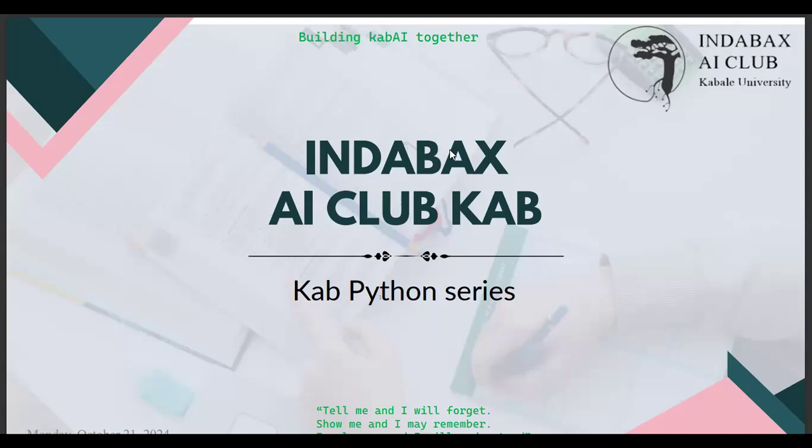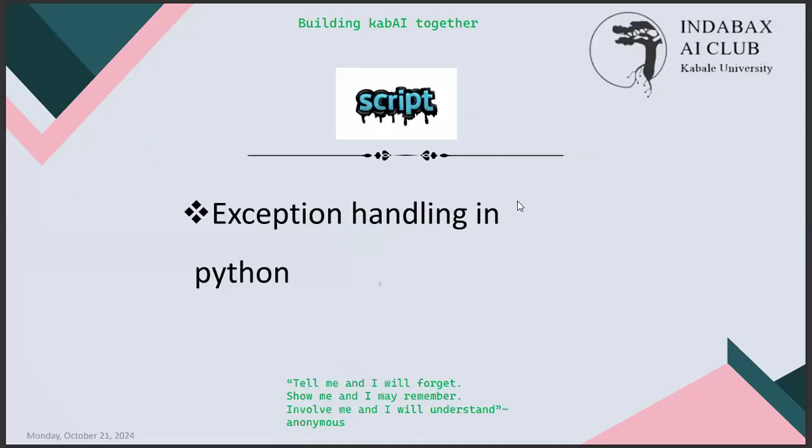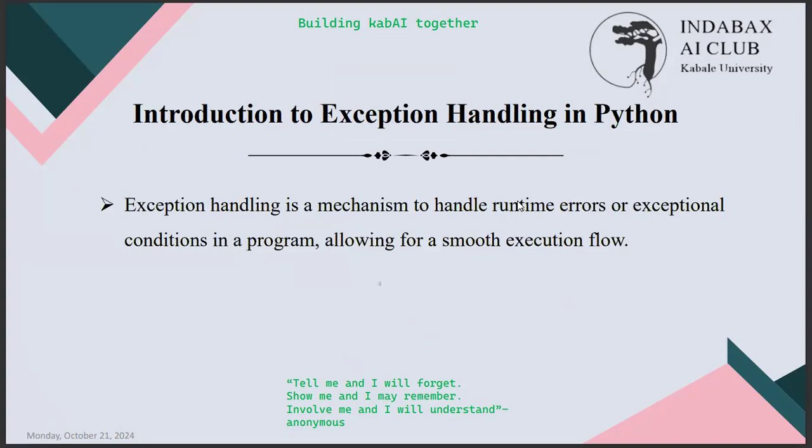This is episode 15. My name is Simon, and in this episode, we are going to be looking at exception handling, or what can be called error handling in Python. Error handling is not only in Python, but in most other programming languages, and it is a very crucial concept as we are going to see. So, we are saying that it is a mechanism to handle runtime errors or exceptional conditions in a program, allowing for a smooth execution flow.